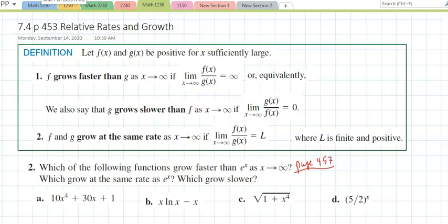Section 7.4 is on page 453, talks about relative rates and growth. Well, this is an important section to cover before chapter 10 because we're going to be doing something like this. This is very close to L'Hopital, and 1 over 0 is infinity, and 1 over infinity is 0. Not necessarily 1. We could say as long as a is not infinity or 0, where a is any number other than 0.